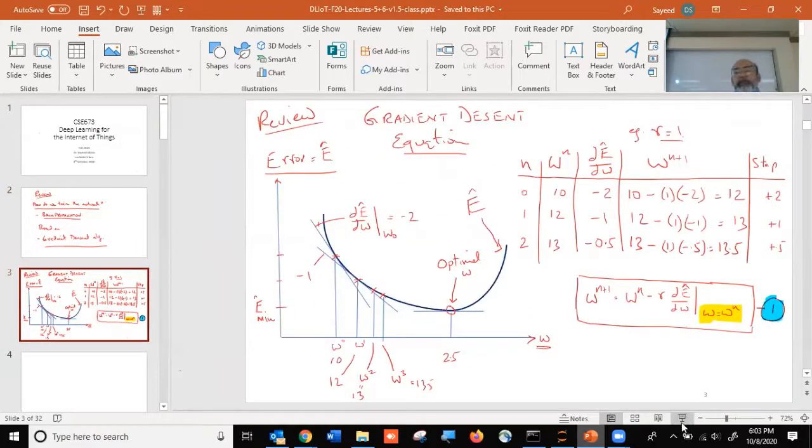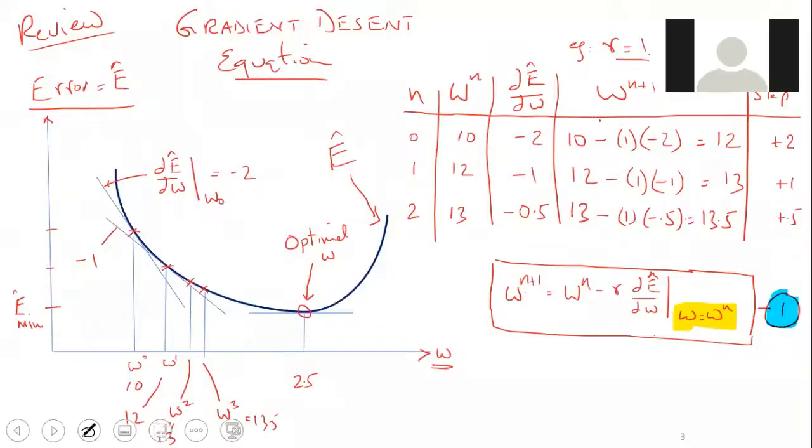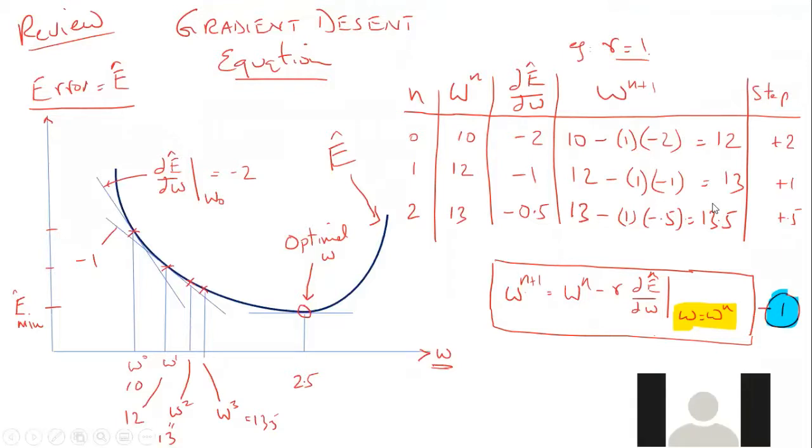Let me see if I can maximize that. So this was the algorithm. This was the example that we had seen last week. And let's just quickly take a look at that. Maybe somebody can explain what this diagram tells us. How does the gradient descent algorithm work?